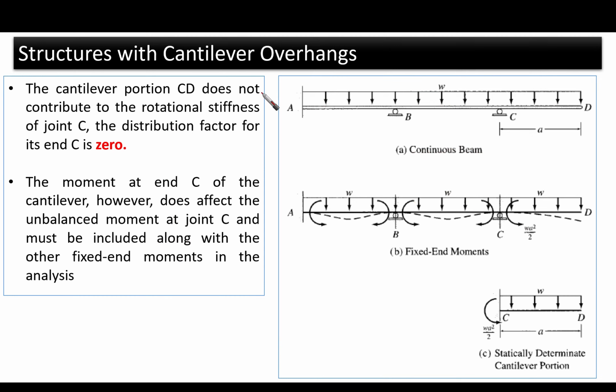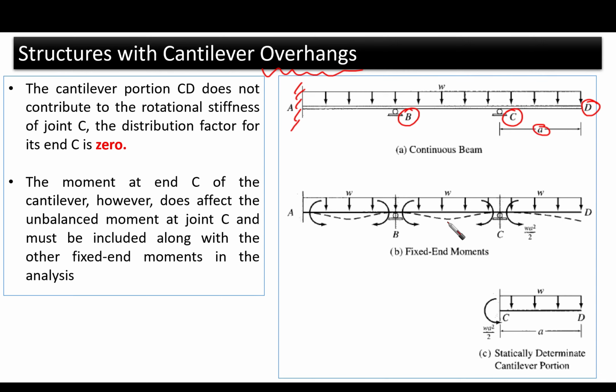Okay. Now let's go to another hint, and I want you to know it, and then we're going to have an example for this. Sometimes we encounter structures with cantilever overhangs. As you can see here, we have fixed at A and distributed load here, and there is point B, point C, and point D is free, and it is an overhang here. This is a cantilever with the length a.